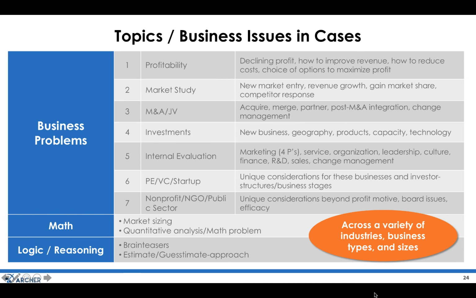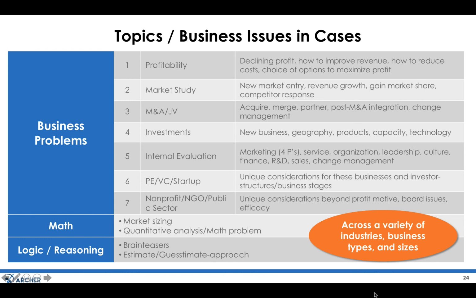The first is back to those business issues. So we mapped out the 4 different types of questions. Many times, though, a case is wrapped around a particular problem type in business. Rather than trying to think about every potential scenario, I've grouped these into categories. So some of the business issues relate to profitability, either declining or they'd like to grow profitability. There's another area that we'll call market study, and this has to do with entering a new market, driving revenue growth, getting market share, dealing with a competitor response.